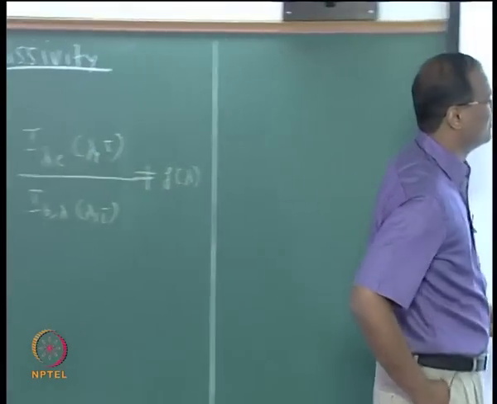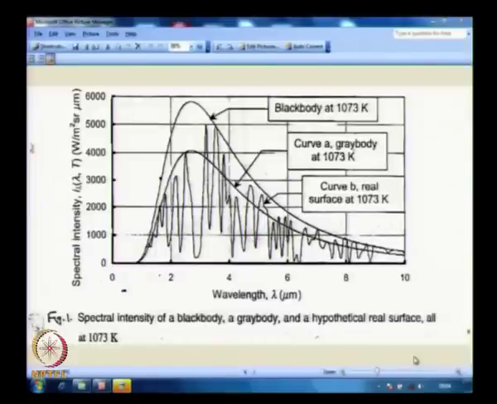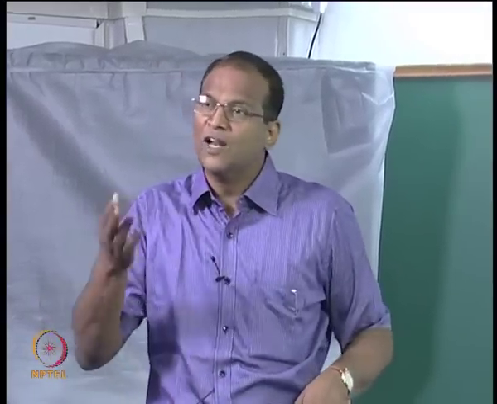The curve B is a real surface which has got a zigzag variation. The curve is jagged, that means it has got a very tortuous path. It is very difficult to characterize it. Even some of you might have taken the optimization course with me, but it is very difficult to interpolate, put a function and curve fit, it is very painful. But if you take the area under the curve, you can replace it by an equivalent gray body. Why do you want to do that?